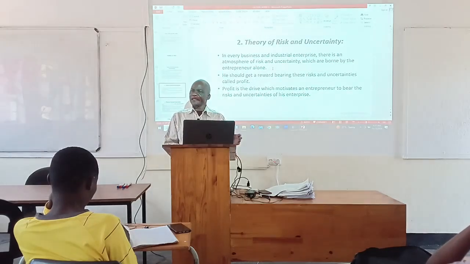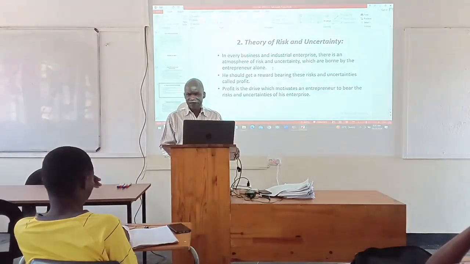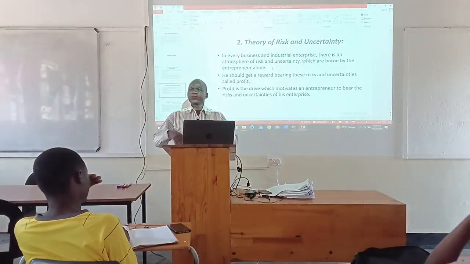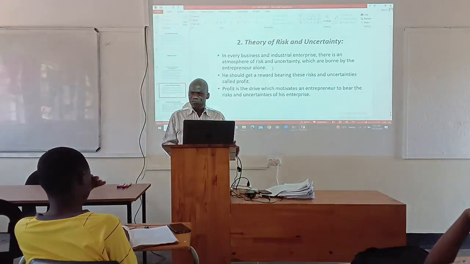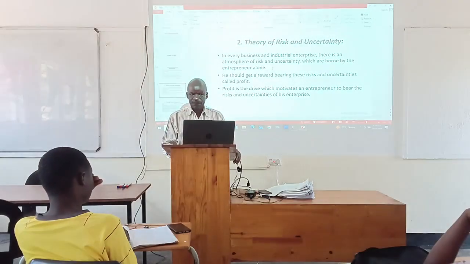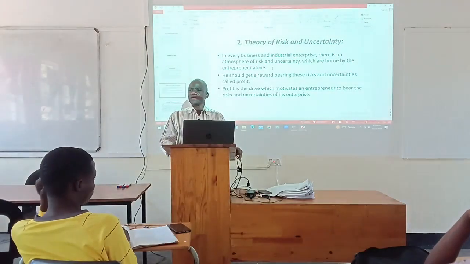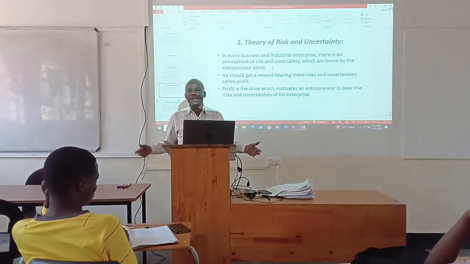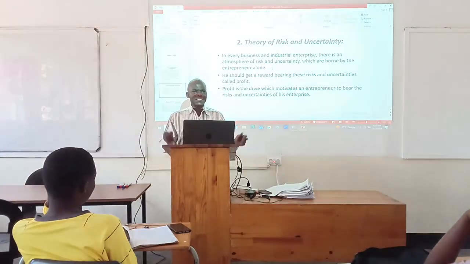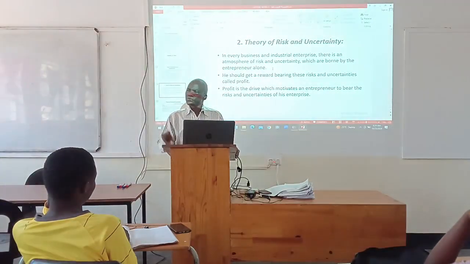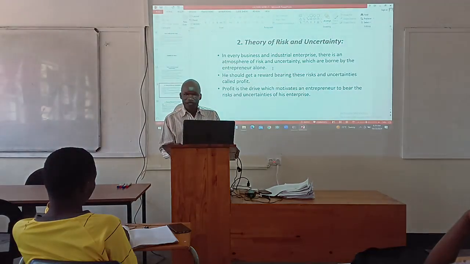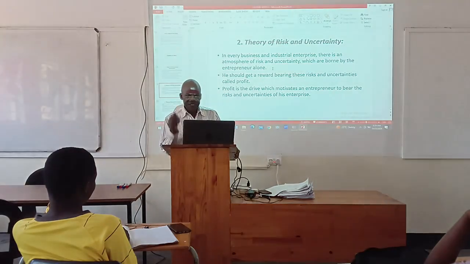Then we had another theory, which was the theory of risk and uncertainty. Because you are taking a risk, you can lose money. And sometimes you are not sure whether the business will work. There's so much uncertainty. So you should be rewarded. You should be paid for taking a risk.